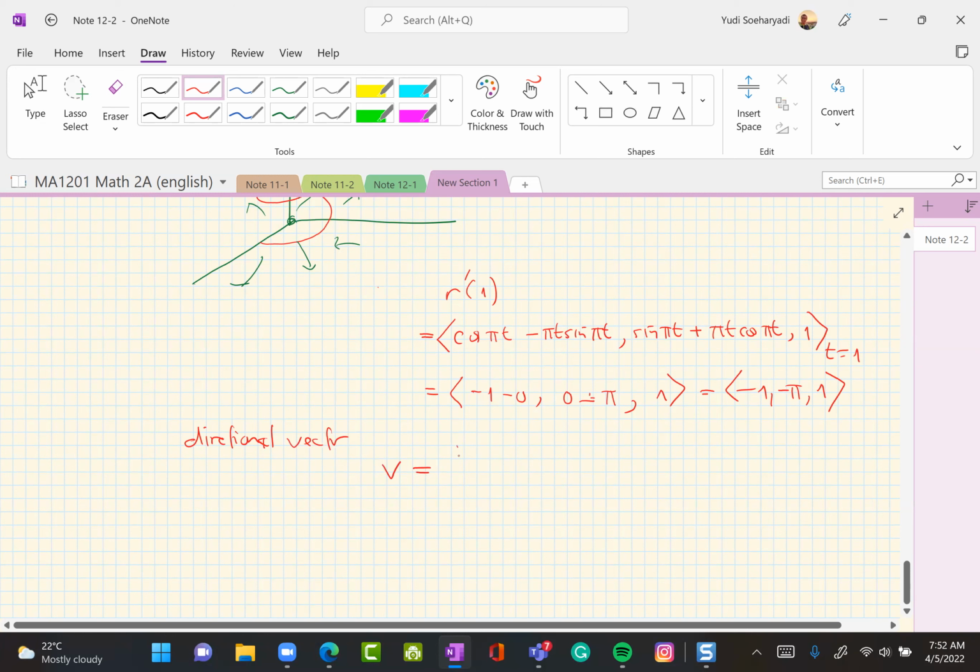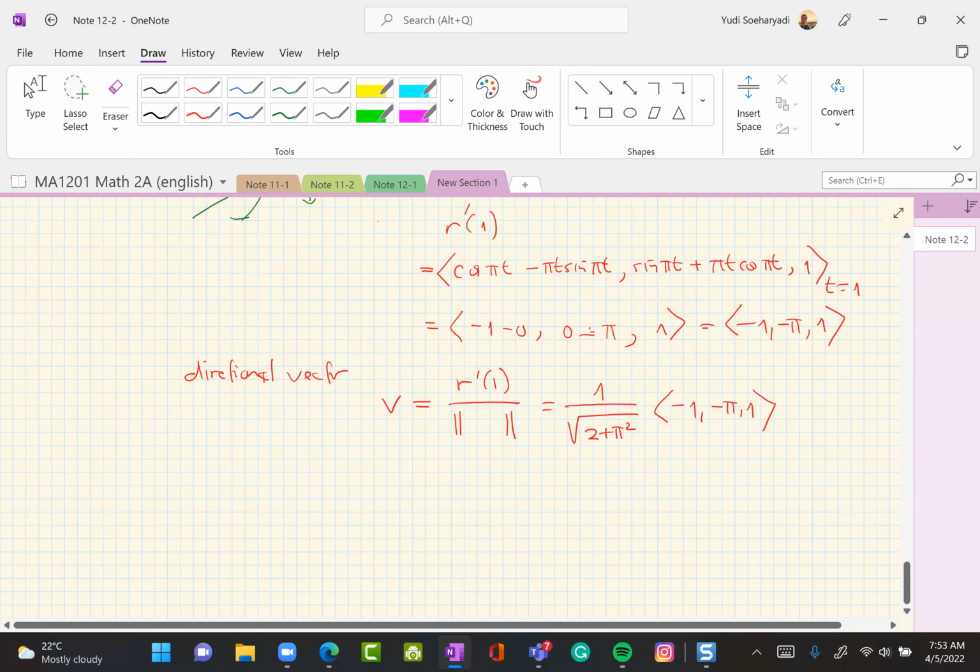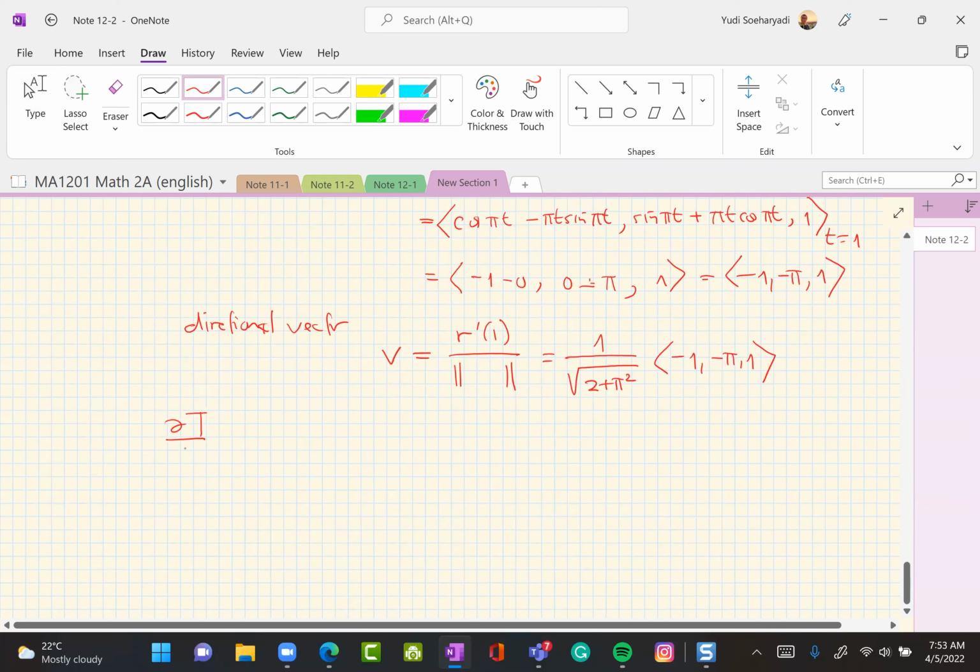V is divided by its length to make it a unit vector. Right, so this is 1 squared, so 2 squared plus pi squared. Okay. Directions. Okay. So here the dT/dV is this one. Dot.